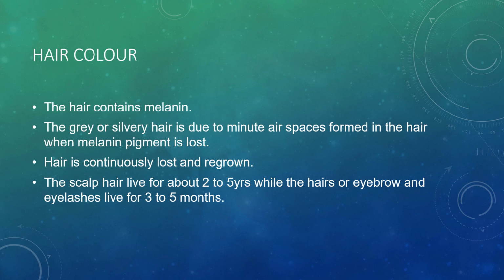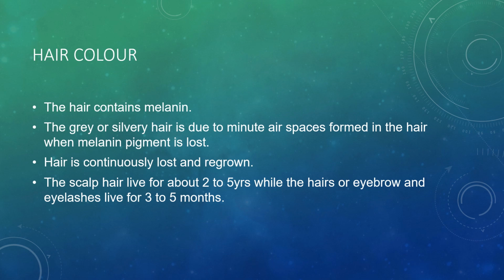Now here we are back again with hair color. So what does the hair color contain? The hair color contains melanin. Melanin is the pigment of the hair color. The grey or silvery hair is due to minute air spaces formed in the hair, and when the melanin pigment is lost.